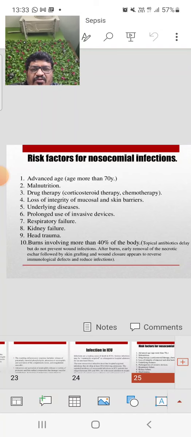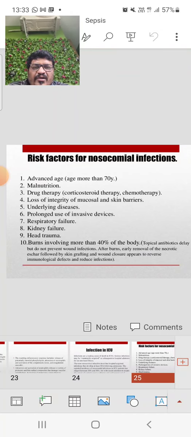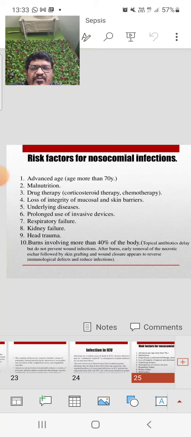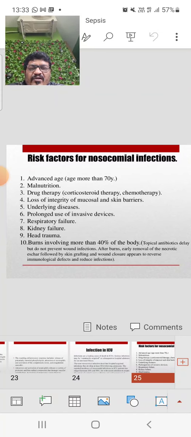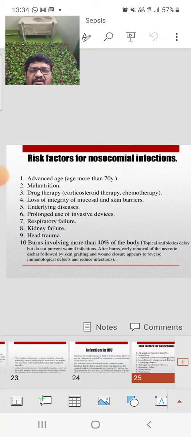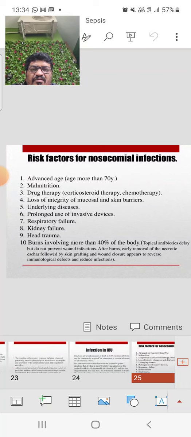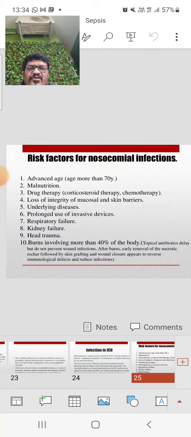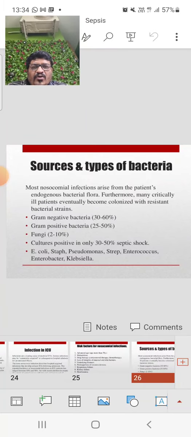Burns involving more than 40% of the body: topical antibiotics delay, but do not prevent, wound infection after burns. Early removal of the necrotic tissue followed by skin grafting and wound closure appears to reverse immunological defects and reduce the infections. Source and types of bacteria.